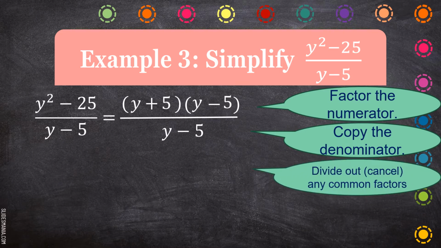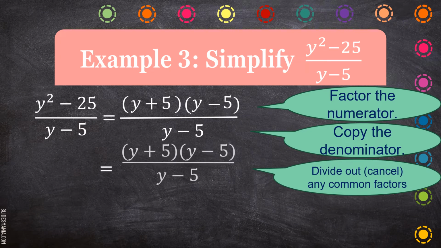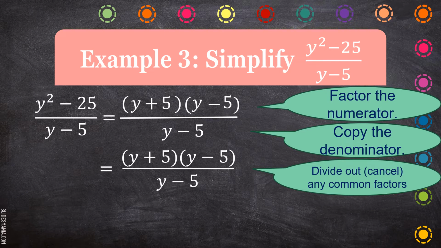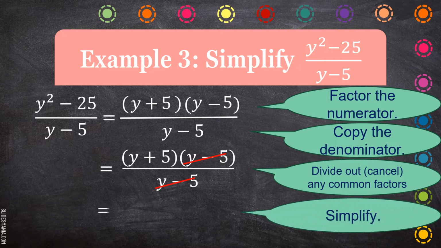And then divide out or cancel any common factors. So the common factor between the numerator and the denominator is y minus 5. So therefore, we can cancel out y minus 5. So simplifying, that will be y plus 5. So therefore, y squared minus 25 all over y minus 5 is equal to y plus 5.